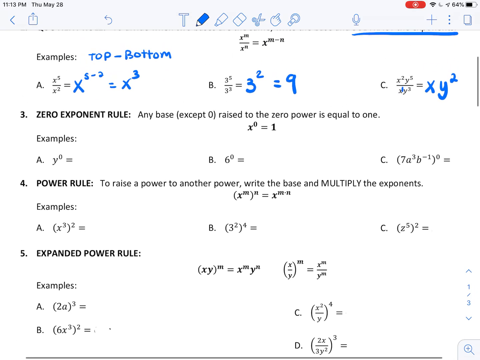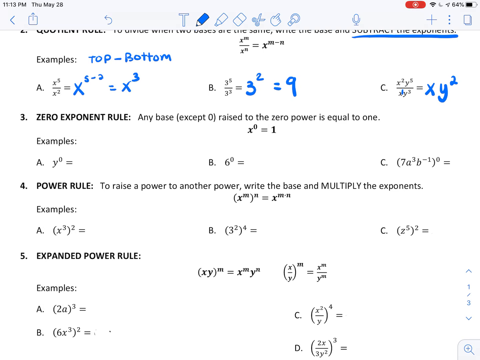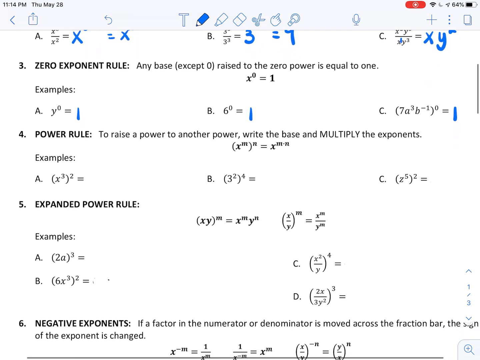So what happens when the exponent is 0? Well, we have a rule. Any base except 0 raised to the 0 power is equal to 1. So y to the 0, 1. 6 to the 0, 1. 100 to the 0, 1. What about 7 times a to the 3rd, b to the negative 1 raised to the 0? Doesn't matter, still 1. Okay, so just be careful about that, but that one's relatively self-explanatory.